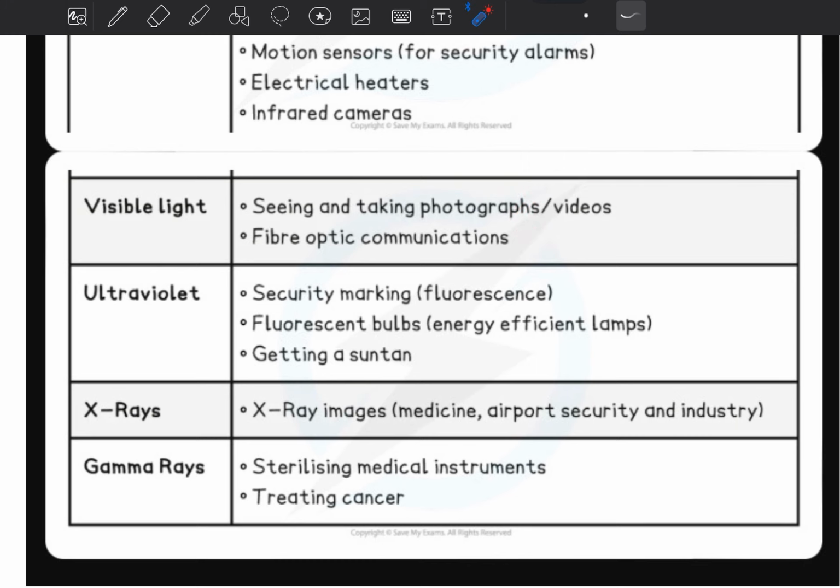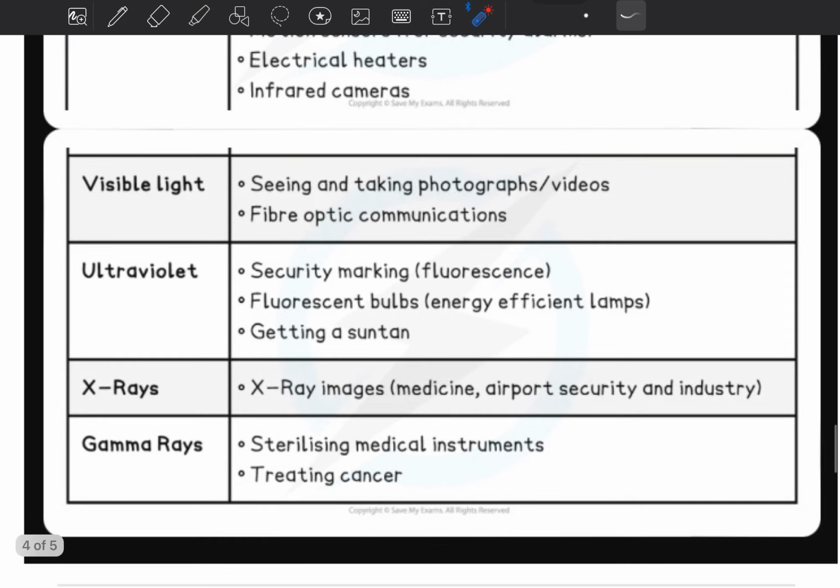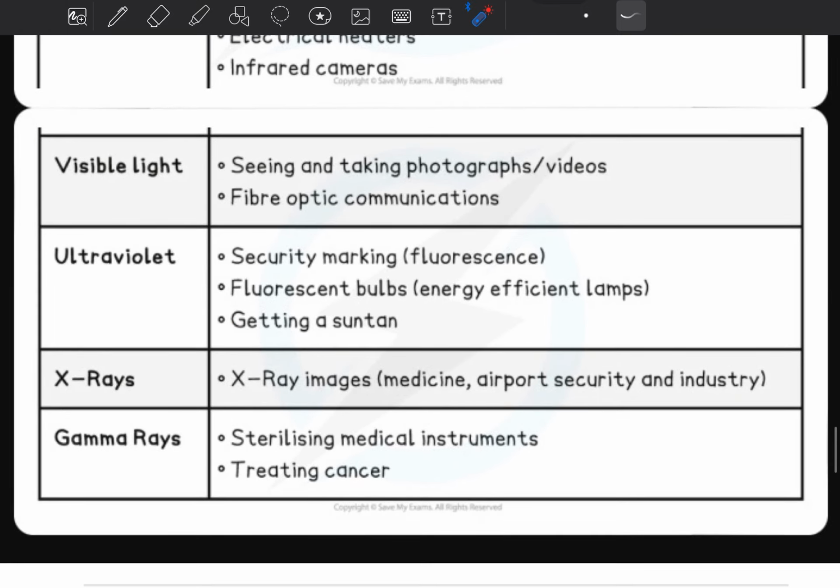Ultraviolet light is used for security marking, fluorescent bulbs, energy efficient lamps, or getting a suntan. If you go outside, the sun is really bright, and then you come back home and say that I got a tan. That's basically you got the ultraviolet rays.